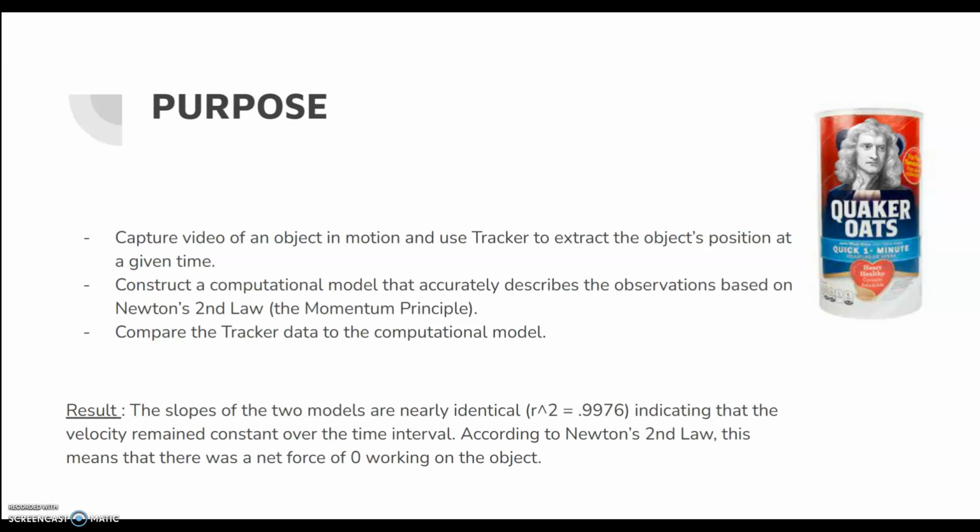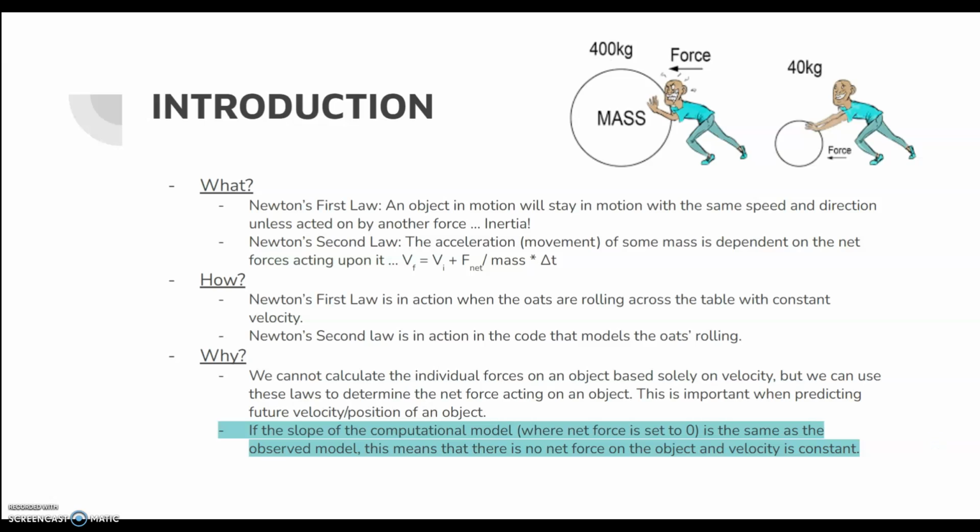In the end, the slopes of the two models are nearly identical. Our R-squared value is 0.9976, which is very, very close to 1, and that indicates that the velocity remains constant over that time interval, meaning we have a net force of 0 working on that object.